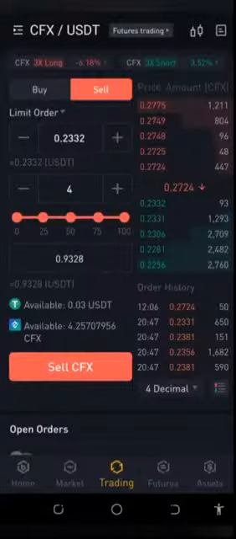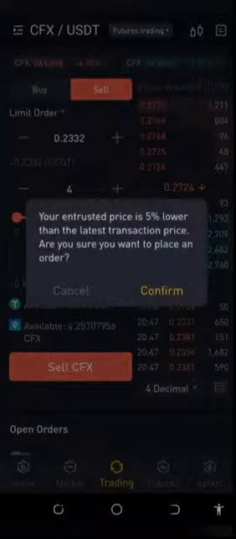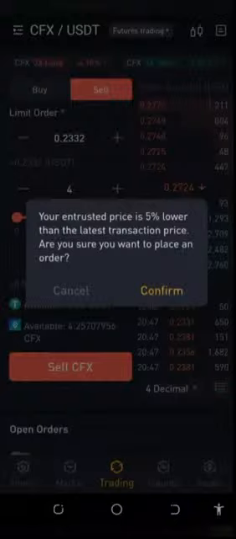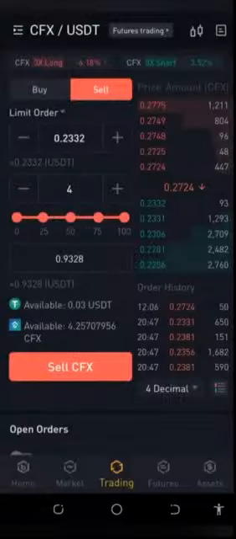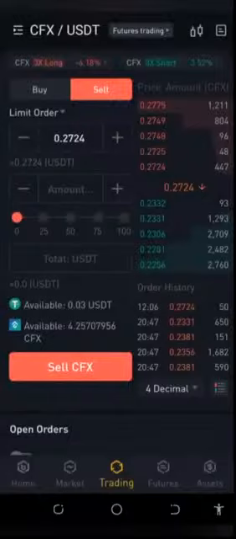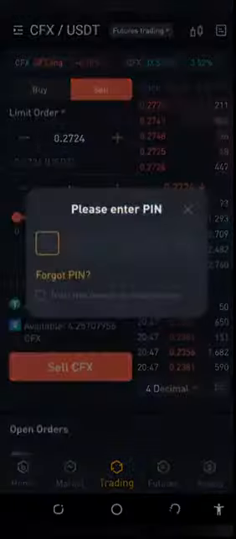All right. So probably I'll just have to change it and let it sit there till I have another trade to come in here, right? So let's see whether this is going to go. Oh, what did it say? It said, your entrusted price is 5% lower than the latest transaction price. Are you sure you want to place an order? But I don't want to place an order. Okay, it's true. Let me do the normal price, and then whenever it converts, I'll wait for it. Let's go ahead and do this.